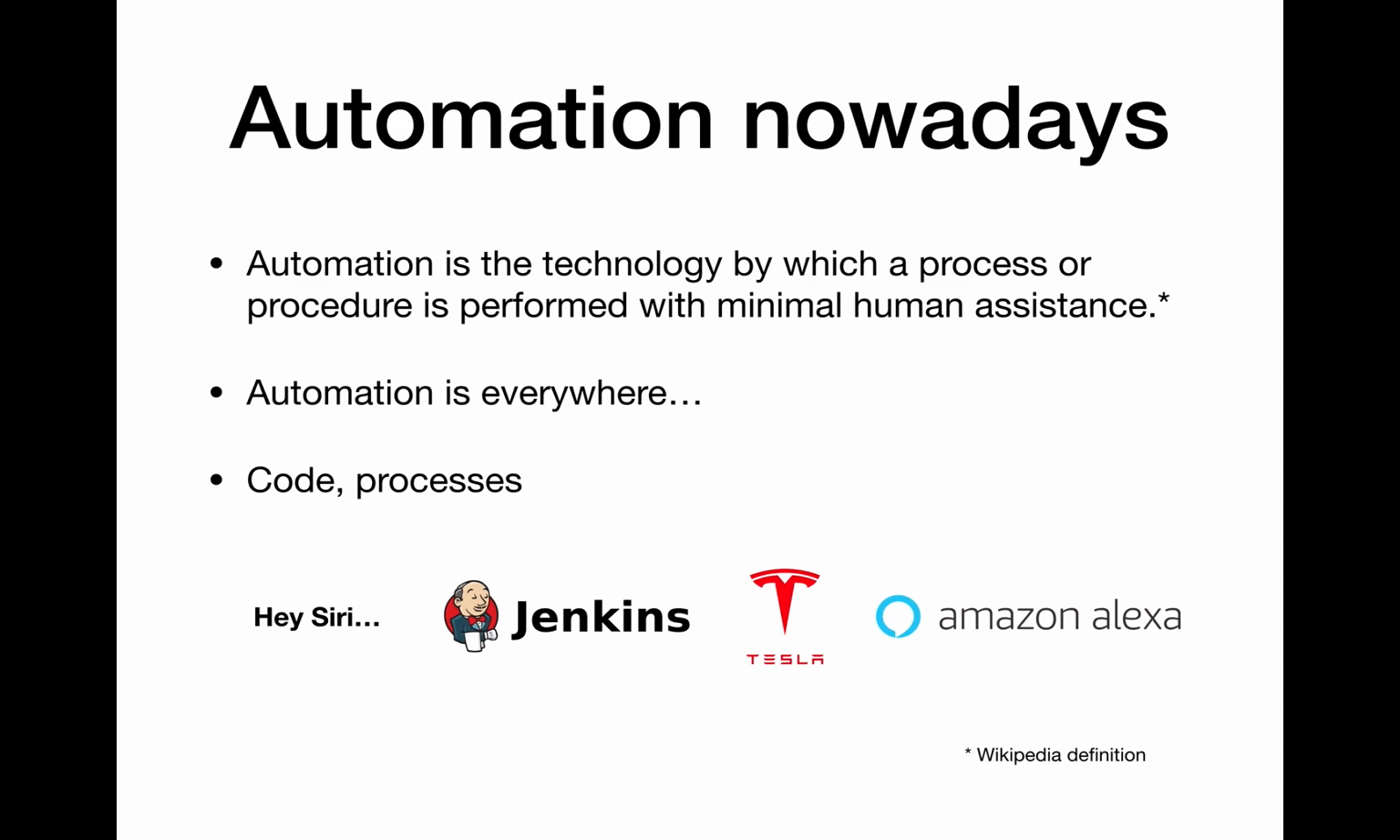Automation is the technology by which a process or procedure is performed with minimal human assistance. This is the Wikipedia definition, and I think it's pretty accurate with what we are going to learn here. So we nowadays see that automation is everywhere. We can see automation in automobile technologies such as Tesla, where we don't need to drive our cars anymore. Tesla is very ambitious on this. We will be only sitting in the car and we will get to anywhere we want.